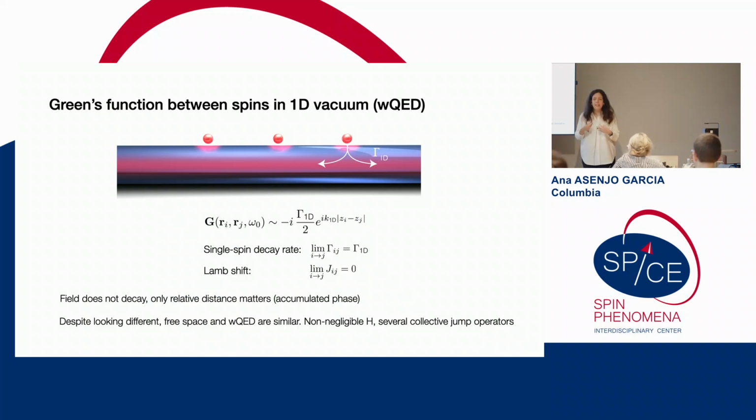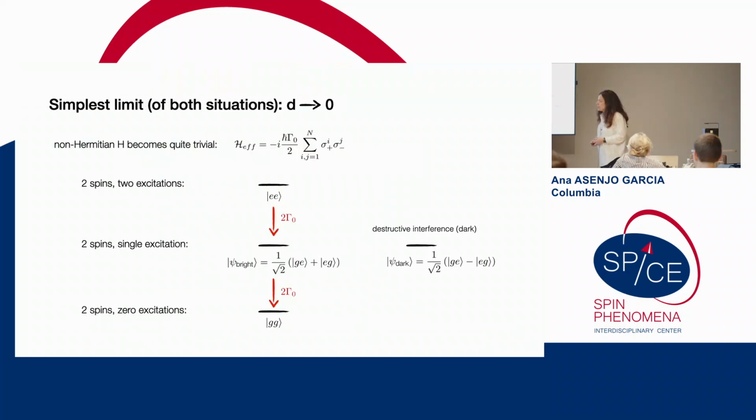And basically this is how certain states decay, whether they are radiative, which we call bright or super radiant, or non-radiative and protected from decay, which we call dark or subradiant. So the first thing that we're going to do is just take two atoms or two spins. We take, again, the distance going to zero. And we're going to look at the non-Hermitian Hamiltonian, which becomes very trivial. It's just basically the dissipative part.